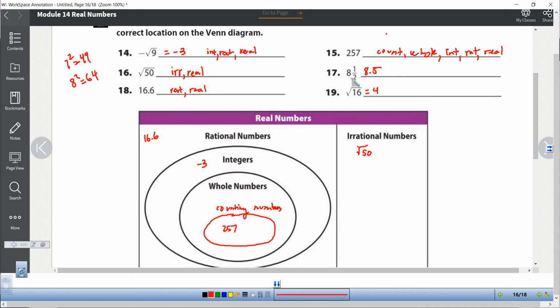All right. So 8.5 is just like 16.6, right? 8.5, it's a rational number, and it is a real number. Can't count it on your fingers. It's not a whole number. It's not an integer. Square root of 16 is 4. 4 is a perfect example of a counting number, which means it's a whole number, which means it's an integer, which means it's rational, which means it's real. So this is pretty typical.